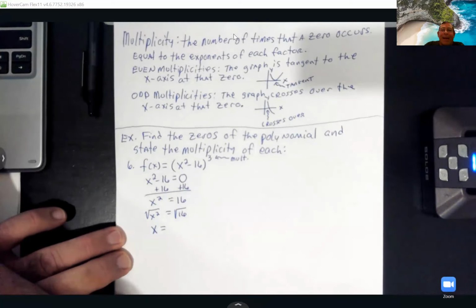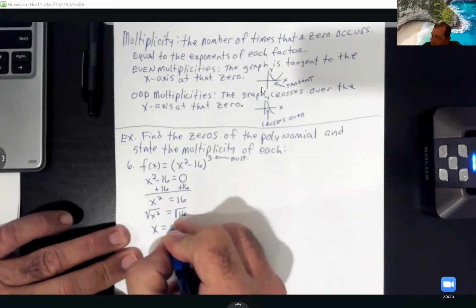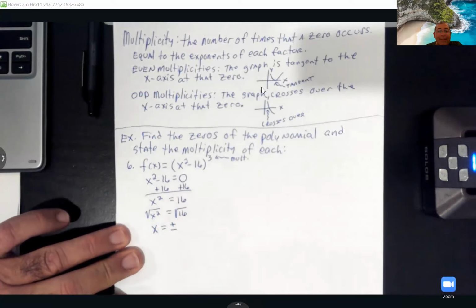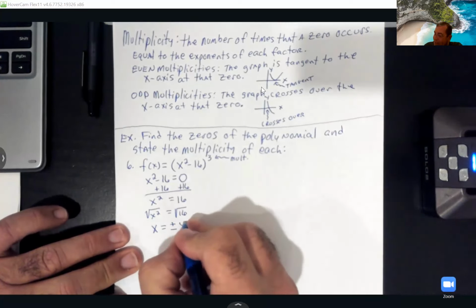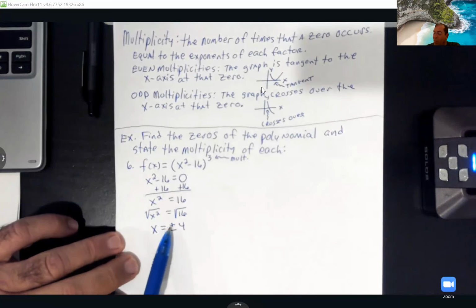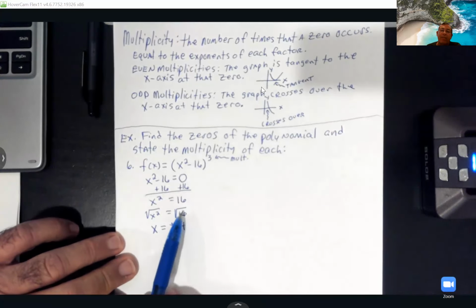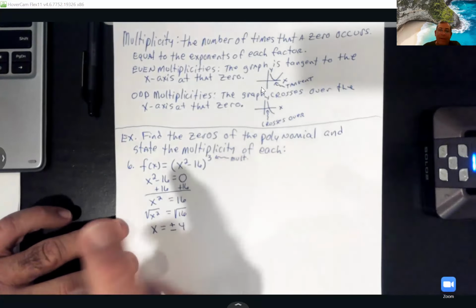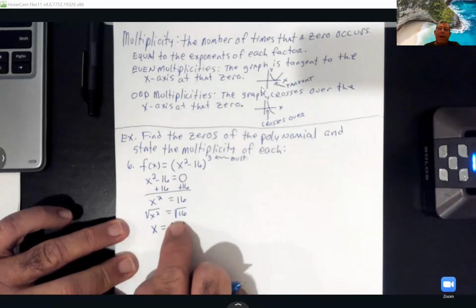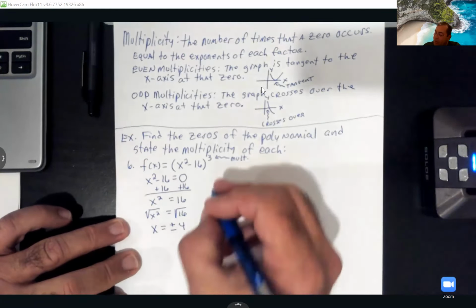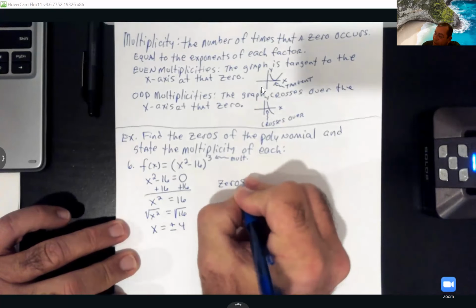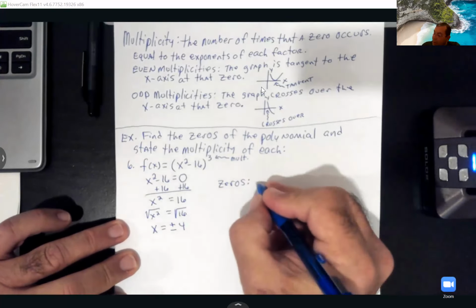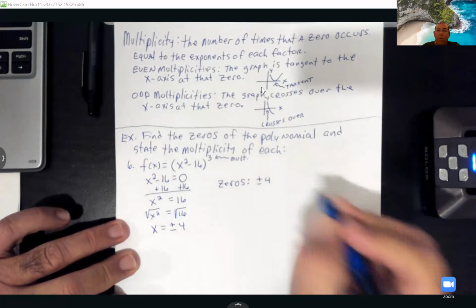Oh, y'all done forgot. Remember, when you take a square root, you're going to use what? A plus or minus, and then the square root of 16 is 4. So remember, y'all, square root of 16 is 4, because 4 times 4 is 16, but it's also negative 4. Negative 4 times negative 4 gives you 16. So y'all don't forget, square roots, we got to get both the positive and negatives on those. So y'all, your zeros are going to be plus or minus 4.